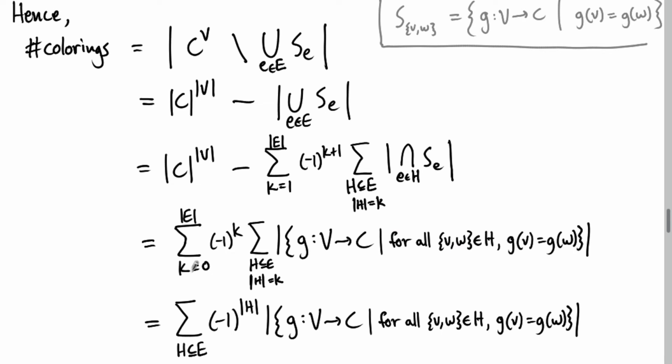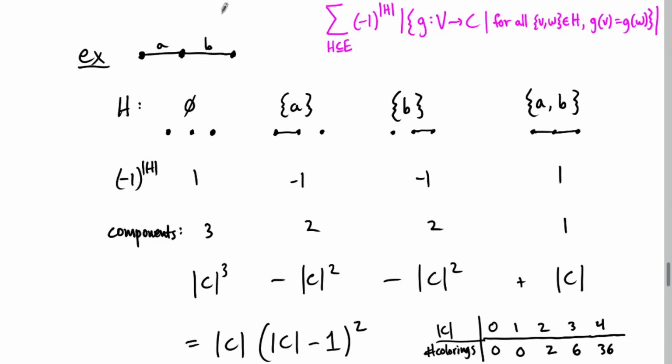Okay, now that we've done that, we don't really need to do this double summation thing. We can just sum over all subsets and then do minus 1 to the cardinality of that subset. Just simplifies the equation a little. Okay, so the number of colorings then is this formula. The sum over all subsets of edges of minus 1 to the number of edges times the cardinality of functions assigning colors to vertices such that every pair of adjacent vertices with respect to the set of edges have the same color. So let's look at an example.